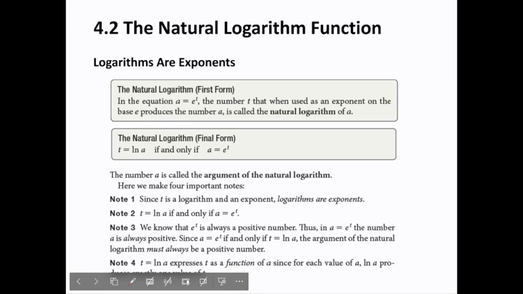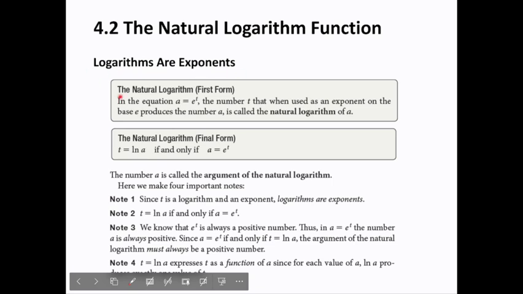In this next lesson, we are going to review logarithms and exponential functions. We are going to take a look at how they're related, and we're also going to talk about the constant e. So let's go over some definitions first.